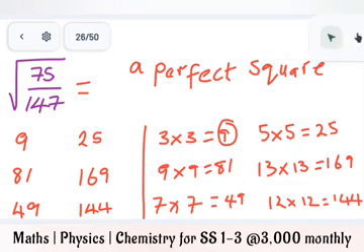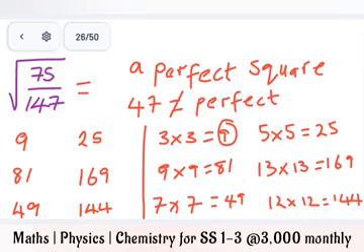The same thing goes for 81. 81 is also a perfect square. 49 is a perfect square. 25 is a perfect square. 169 is a perfect square, and 144 is also a perfect square. But now when we talk about a number like 47, it's not possible for us to have a single number that we can multiply by itself to give 47. So there is no number that we can multiply by itself to give 47. So for this reason, 47 is not a perfect square.